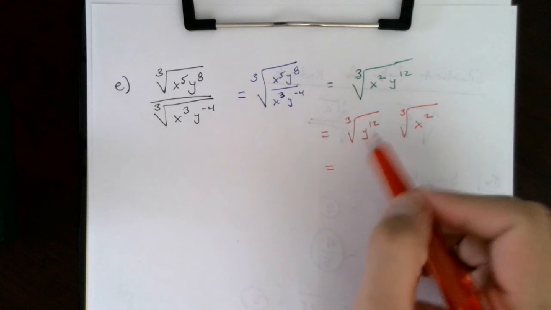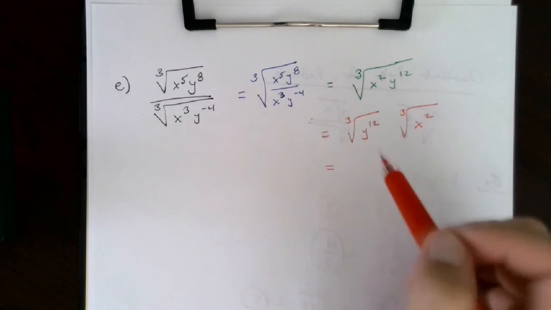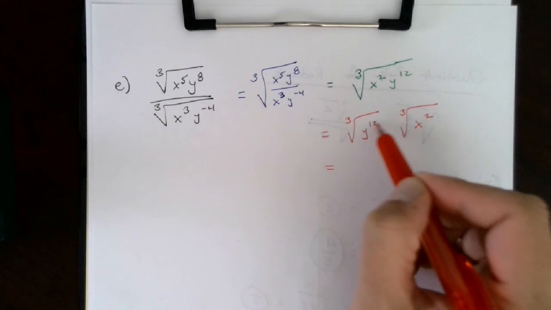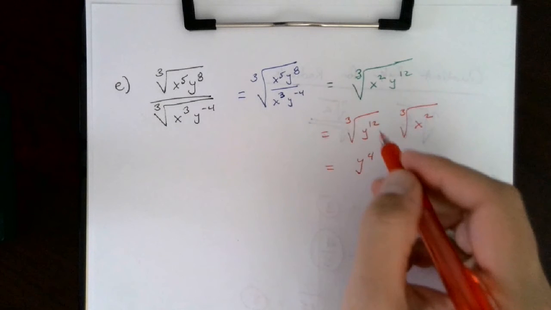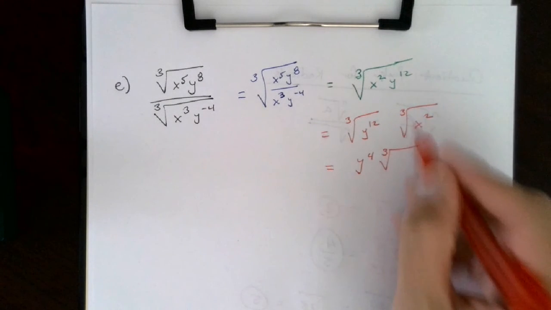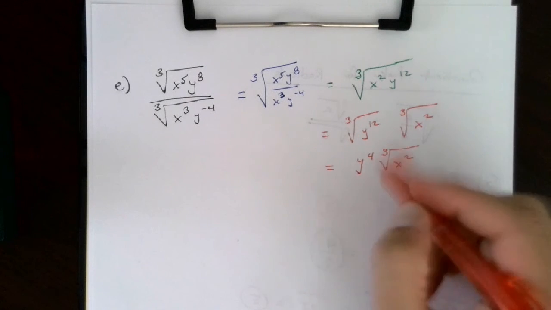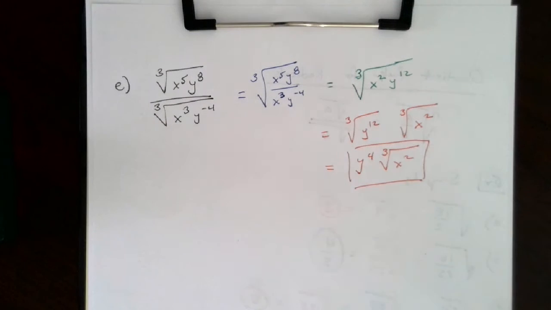If we have the cube root of y to the 12th, remember we're just going to do 12 divided by 3, right? You take the power divided by the index. That's why we took the perfect pieces to be divisible by 3. 12 divided by 3 gives me y to the 4th. Make sure you don't put the root on it anymore. That's evaluating it. And then we're left with the cube root of x squared, and that doesn't simplify. So you would leave it like that. So we got y to the 4th cube root of x squared.